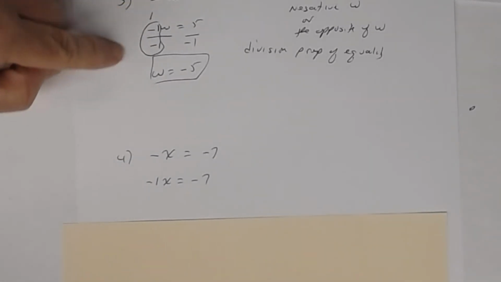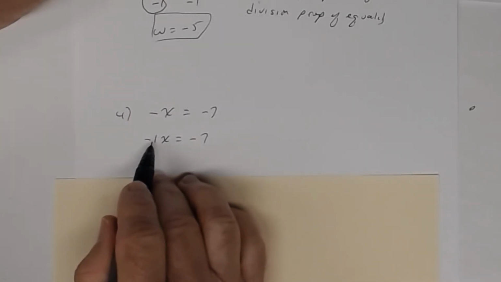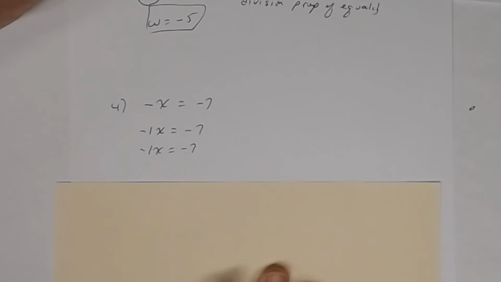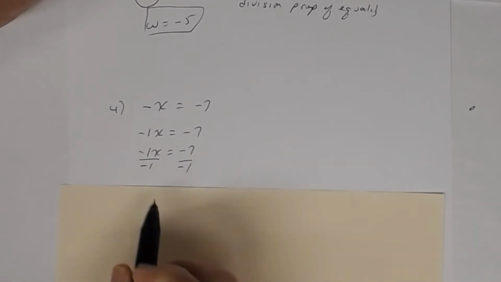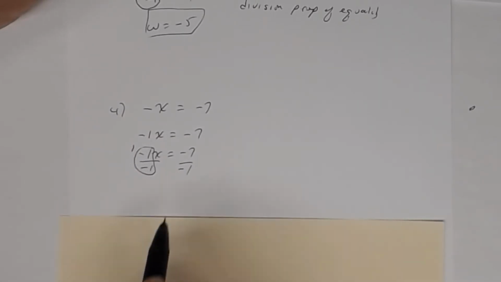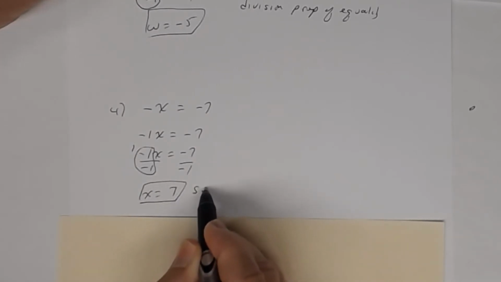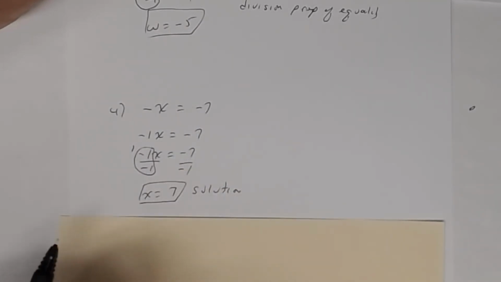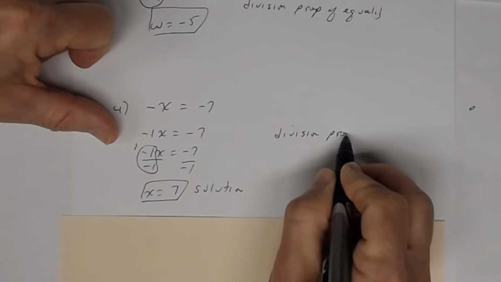And so just like the previous problem, right now the coefficient of x is negative 1. This negative 1 is a coefficient because you're multiplying it by x. And let me go ahead and rewrite this over. And so the opposite of multiplying by negative 1 is to divide by negative 1, just like this. Negative 1 divided by negative 1 is 1. 1 times x is x. And negative 7 divided by negative 1 is a positive 7. So there's your solution. Kind of makes sense because the opposite of 7 is negative 7. All right, so again, here I use the division property of equality.